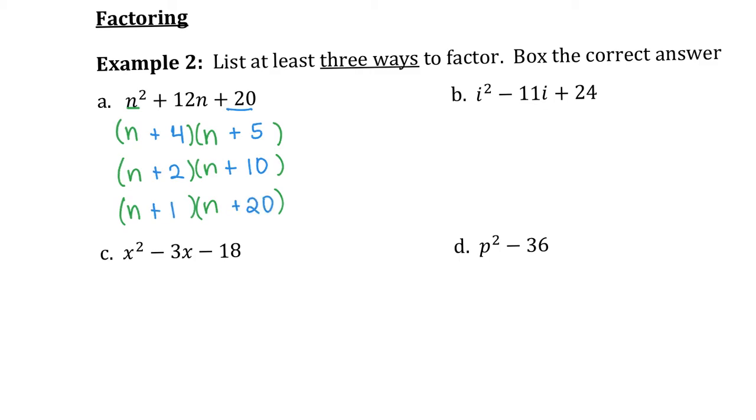Okay, now how do I tell which one is the correct answer? Well, remember I add up the 2 factors. So if I do 4 plus 5, I get 9, but I need it to add up to 12, so that's not it. If I do 2 plus 10, I get 12, so this is the one that works.